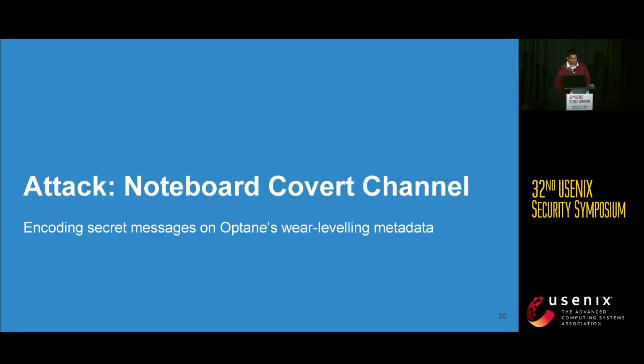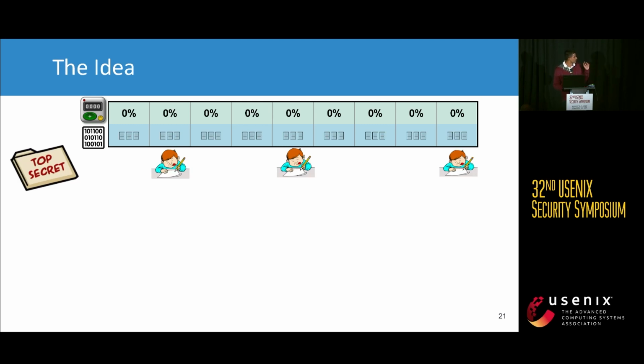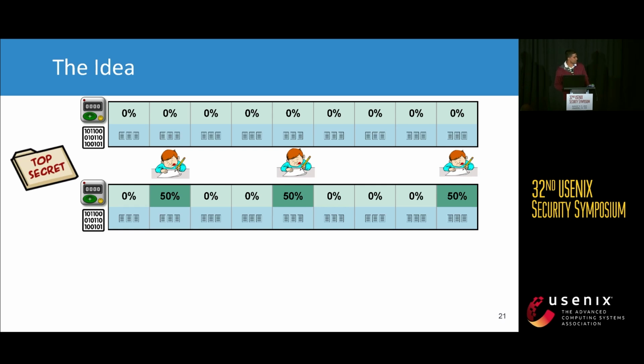So I'm going to be talking about the noteboard attack here, and the idea is that we encode a secret message on Optane's wear leveling data. So here we have a set of Optane pages. Each page has some data and some invisible metadata in the form of wear leveling counters. To encode a top secret message, you basically write to a few selected pages. The data that you write does not matter. It can be the same data. What happens here is the wear leveling counters of your selected pages get affected. Nothing else gets affected.